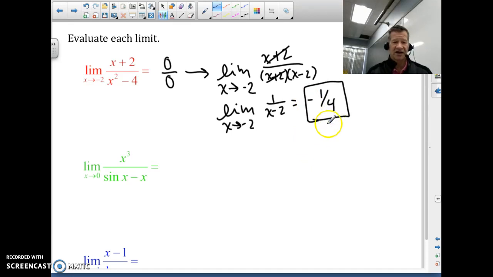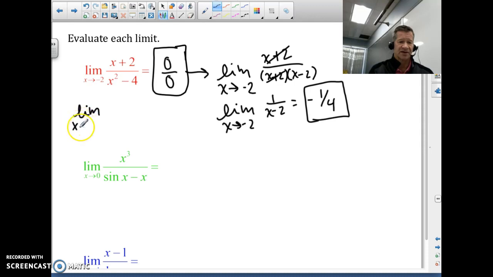Now you can still do that for a problem like this. However, here's another option. Because I've got 0 over 0, and that's the key, you can't use this any old time you want to. It has to be an indeterminate form, like 0 over 0 or infinity over infinity. So if I get 0 over 0, I'm going to use L'Hopital's rule. I'm going to take the limit as x approaches negative 2 of the derivative of the numerator. Don't use a quotient rule. You're not finding the derivative of the whole thing. You're finding the derivative of the numerator and denominator separately.